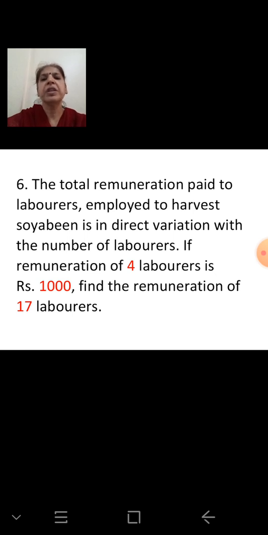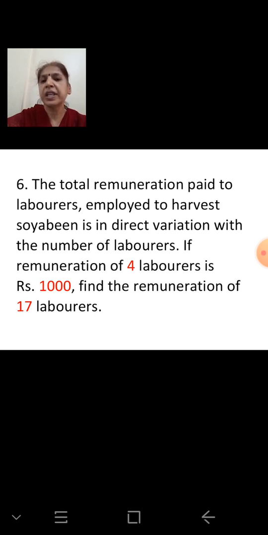The total remuneration paid to laborers employed to harvest soya bean is in direct variation with the number of laborers. If remuneration of 4 laborers is rupees 1000, find the remuneration of 17 laborers.